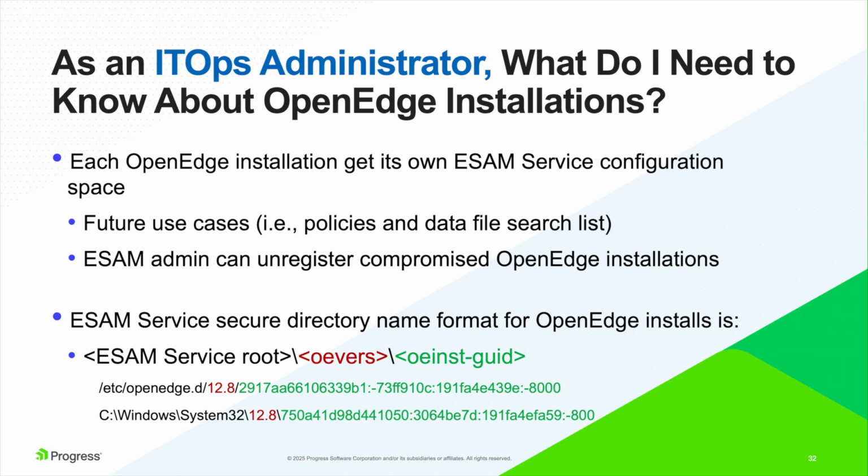Now, to get you prepared, if you're looking at this and you're exploring, you'll notice the ESAM service root directory, and then there's a subdirectory that goes along with the OpenEdge product release version. And then you'll see a directory that is in fact a GUID, and that is the installation's registered GUID ID. Okay. So I just have a couple of examples here for 12.8 on Windows and on Linux.